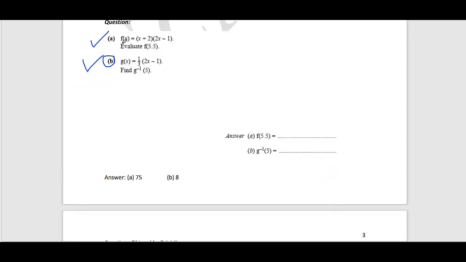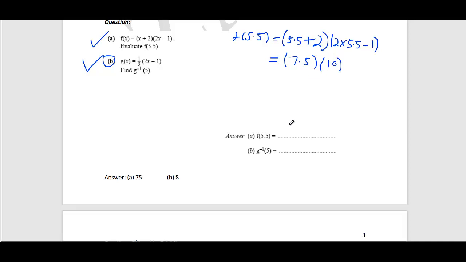In the next question, f of x is equal to (x plus 2)(2x minus 1). Multiply. These are two factors which are equal to f of x, and we have to evaluate f of 5.5. What we have to do is just plug in 5.5 in x. So this is our new equation, and after simplification, 5.5 plus 2 is 7.5, and 5.5 times 2 is 11. 11 minus 1 is 10. When you multiply 7.5 with 10, it is 75.